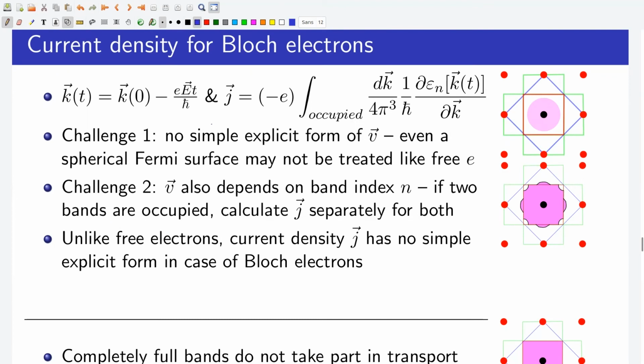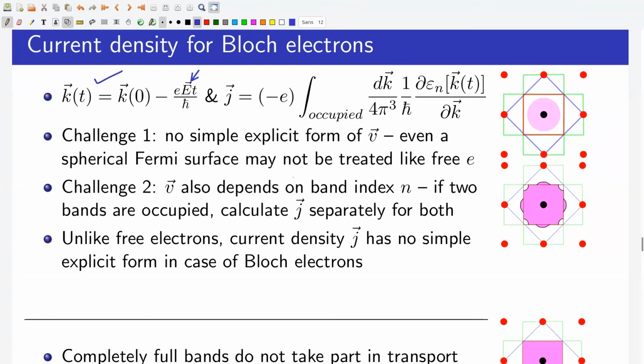Now, let us calculate current density for Bloch electrons. This is not as simple as free electrons, and I want to highlight the difficulties very clearly in this slide. This is how crystal momentum changes when we apply an electric field E. We have to evaluate the integral of velocity over the occupied portion of the reciprocal space to get the current density. This is where the calculation differs from free electrons.